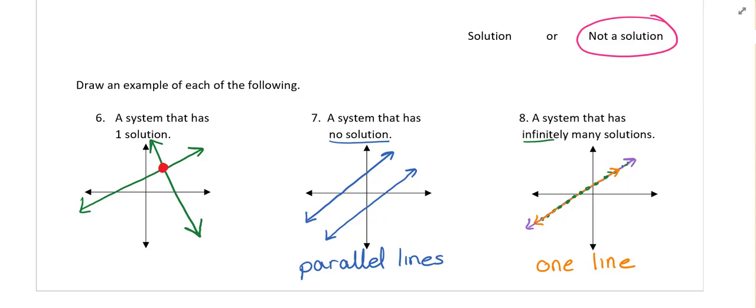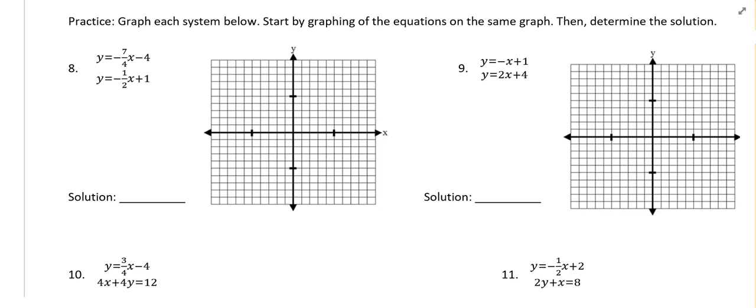Now let's look at some examples on the back. Number 8, both of these two equations are in slope-intercept form, which is really nice. It says graph the system of equations below and find the solution.